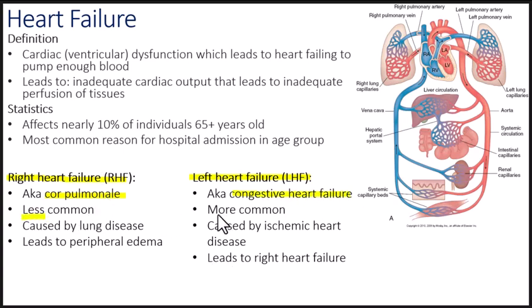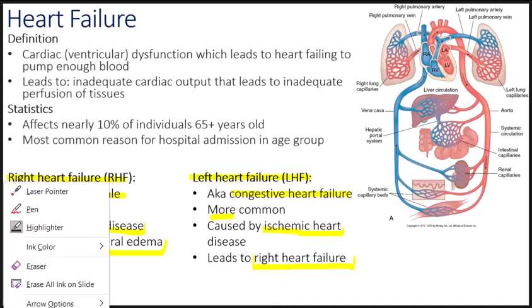Right heart failure is less common than left heart failure. The most common cause of right heart failure is lung disease, and I'm going to be explaining using a diagram why that is. Whereas the most common cause of left heart failure is ischemic heart disease, meaning that the heart muscle itself had a reduction in blood flow to it that caused the tissue to not have enough blood supply to function properly. Right heart failure, as you'll learn today, can lead to peripheral edema, whereas left heart failure can actually lead to right heart failure. So all of this should make so much more sense by the end of today's lecture.